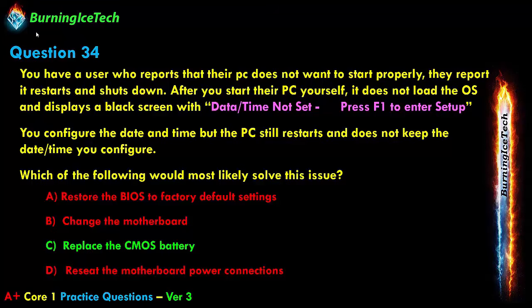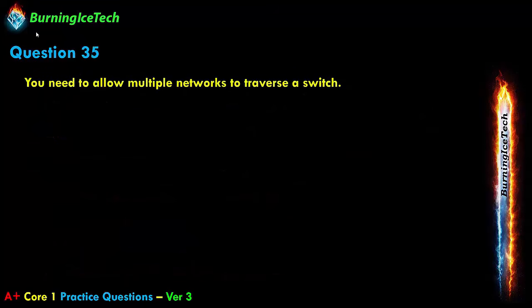Anyway, let's move on to question 35 here. You need to allow multiple networks to traverse a switch. So basically, we want to have one switch, but we want to have multiple networks go through that same switch. Now, under normal circumstances, that would sound impossible. Normally, if you want additional networks, you probably have to install additional switches, additional network cables, and all of that. And that's, once again, a lot of time, money, and labor, and nobody wants to do that. So what if you could use your existing switch or switches and your existing cables, and have multiple networks within that physical network?